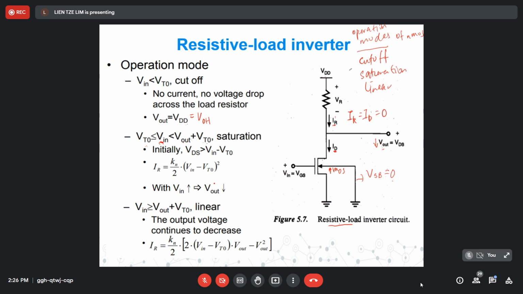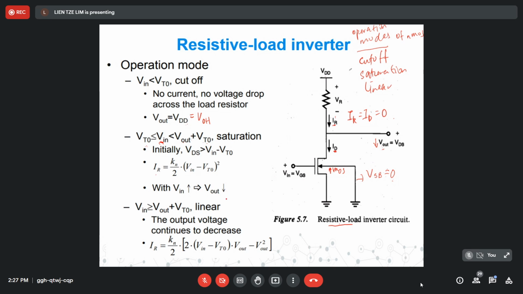As given here, the formula is for the load current. The load current can be determined using this formula, with the variables of input voltage and the threshold voltage. So when the input voltage is increased, then the output will decrease.